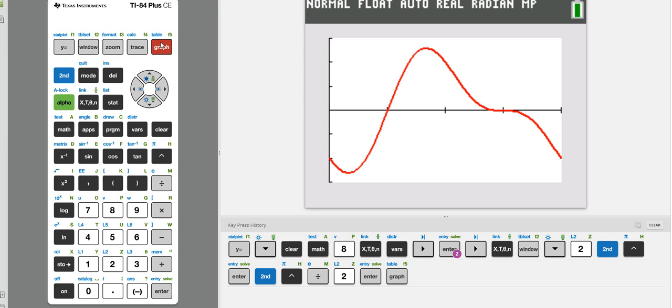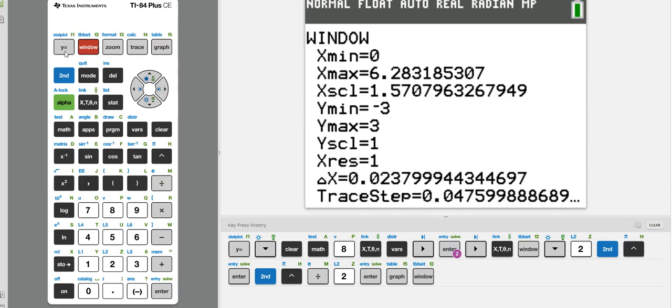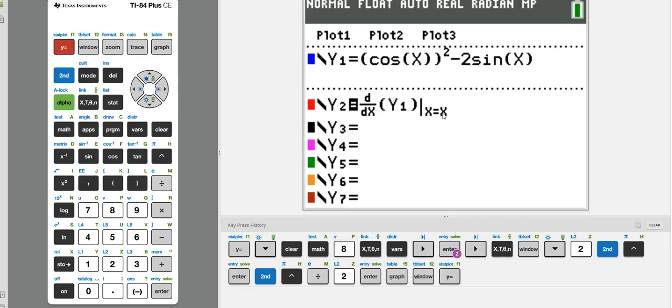Yes? What did we set x equals to? So you mean over here? Set x equal to x. Yeah. Any other comments on that? So you're getting that graph?